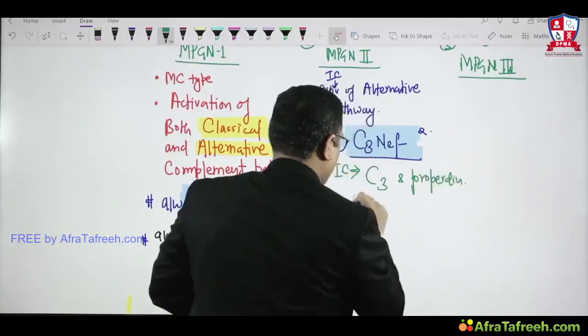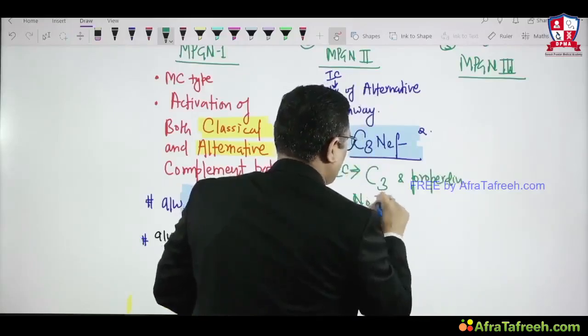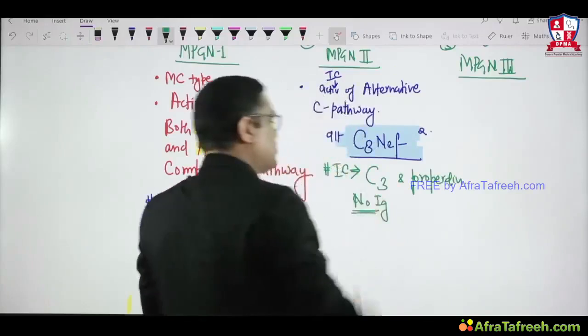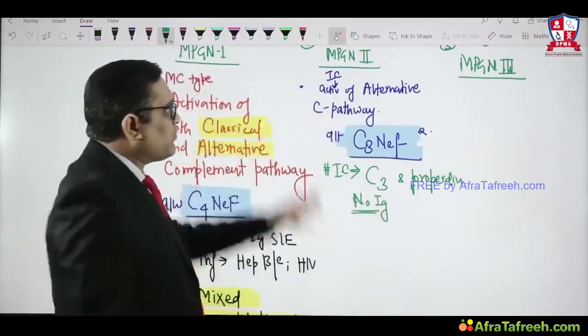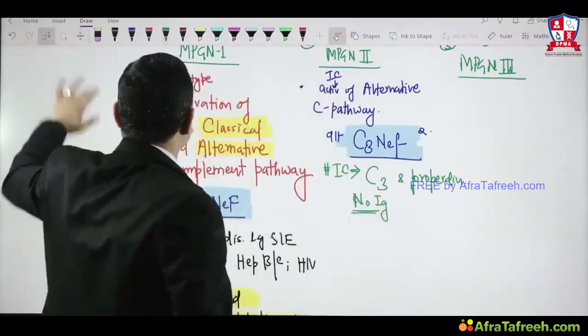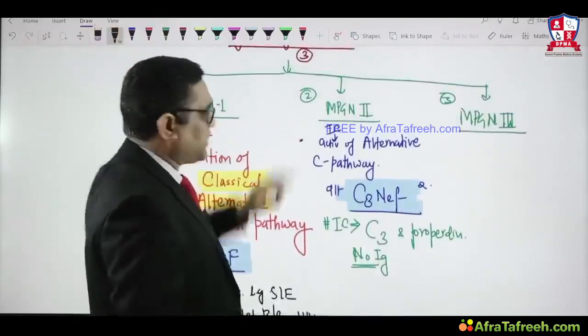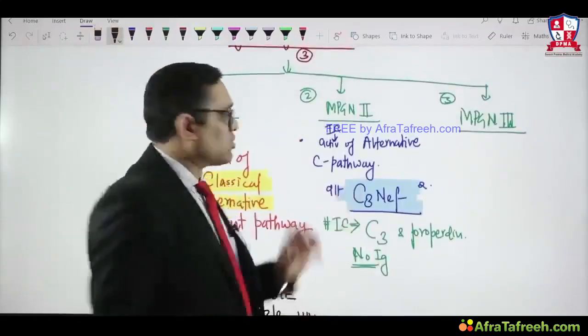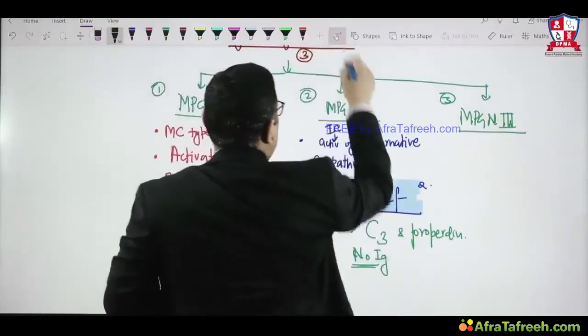Right? C3 and properdin, and there will be no immunoglobulin. So that is why the new name for MPGN type 2 is also, there is another name for MPGN type 2. This is also called C3 glomerulopathy. So that point also we have to keep in mind.